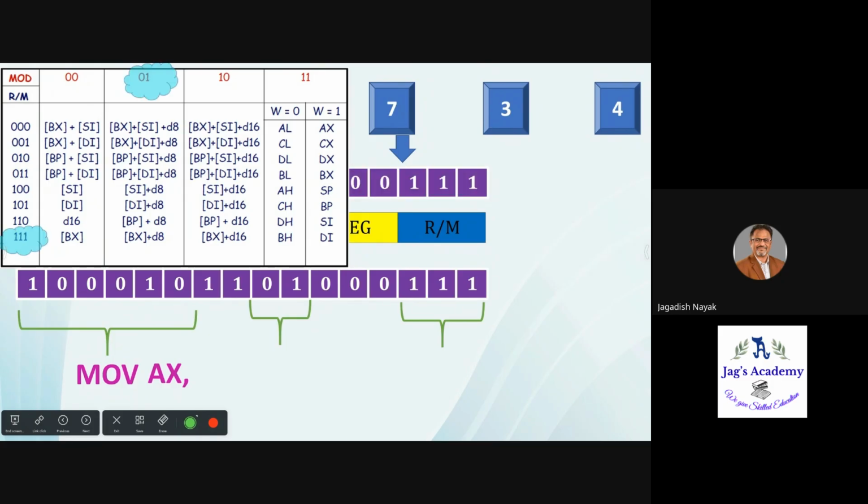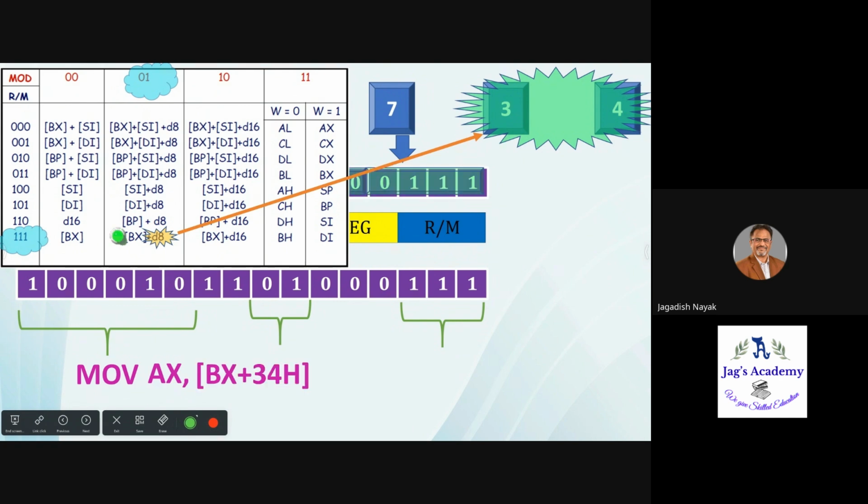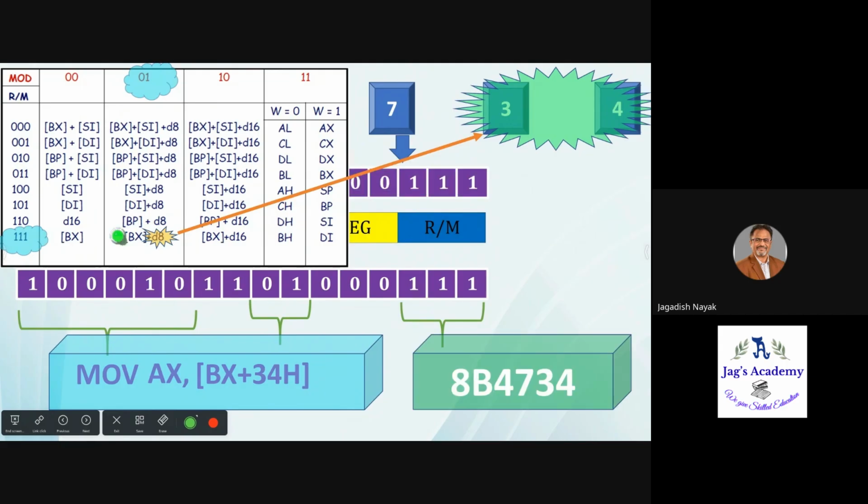So which place is that? BX plus D8. Now see here, the displacement is there. What is the displacement? It is the 8-bit displacement 34. So it is BX plus 34. You understood this? So this is converting your machine instruction to the assembly instruction. This is the way you can convert. This is your corresponding assembly instruction.